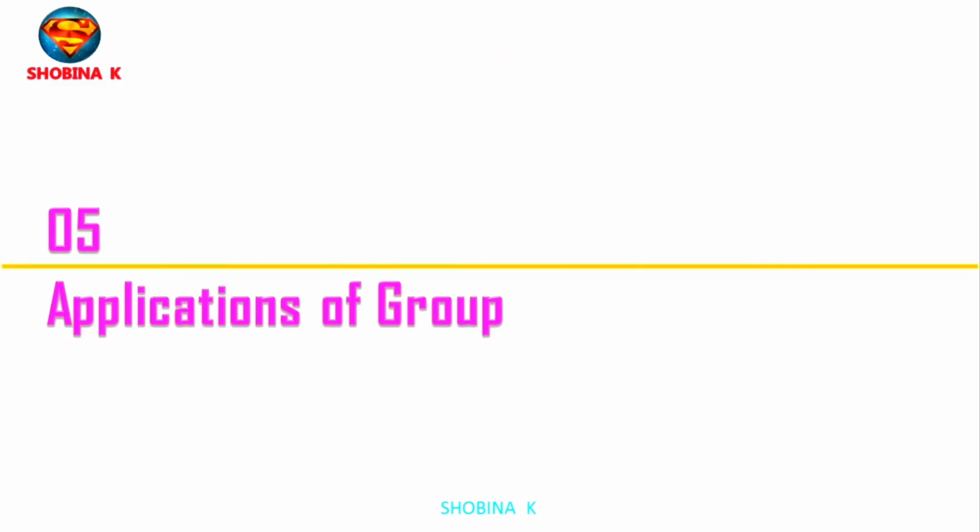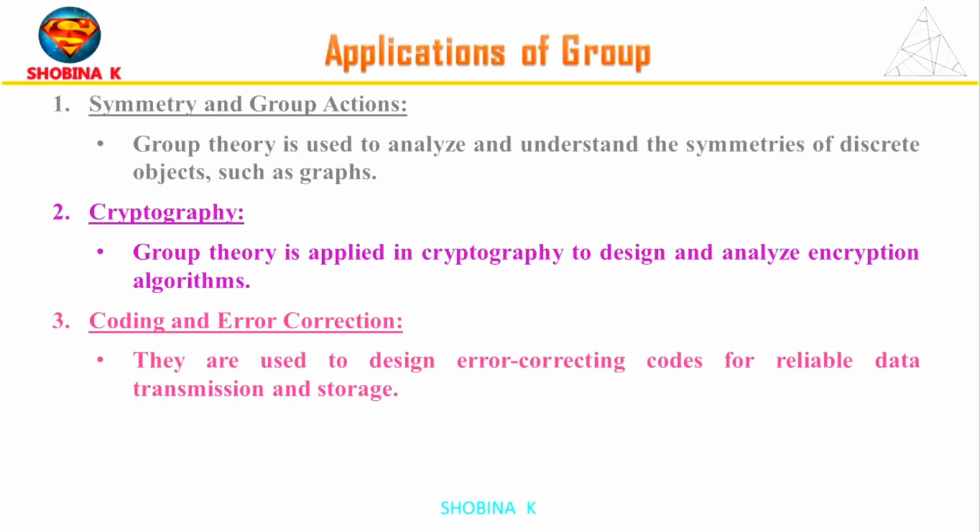Next, let's see the applications of groups. Symmetry and group actions play a significant role in the application of group theory to study discrete objects like graphs. Group theory plays a vital role in modern cryptography. Public key cryptography schemes like Diffie-Hellman key exchange and the RSA algorithm rely on the mathematical properties of certain groups, particularly in modular arithmetic, to secure communication and data.